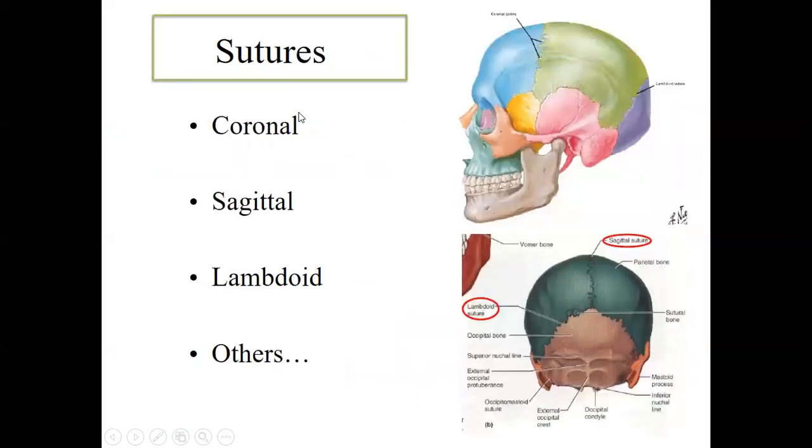Okay, now we're going to proceed to the next part. Okay, sutures. We have several sutures present on the skull bones. We have the coronal suture. If you see here, this is the coronal suture. We have the sagittal suture. We have the lambdoid suture and others.